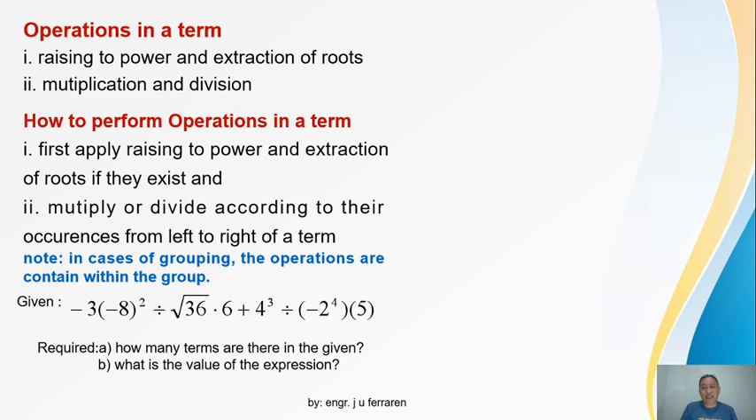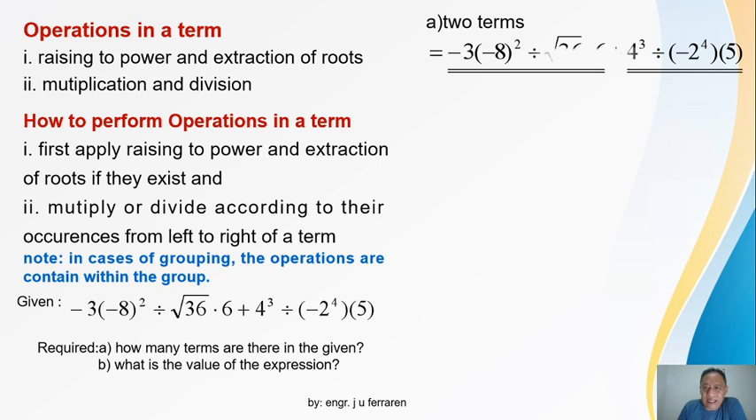Now, why is it important to determine the number of terms? It is because the operation will be first contained within a term. Okay? So our operation will be contained in the term. I put a line under the terms, no? Because the operation will be first contained within the underlined expressions. Okay? So, if there is raising to power, I have to get the value of the expression first. So, raising to power and extraction of roots will be performed first.